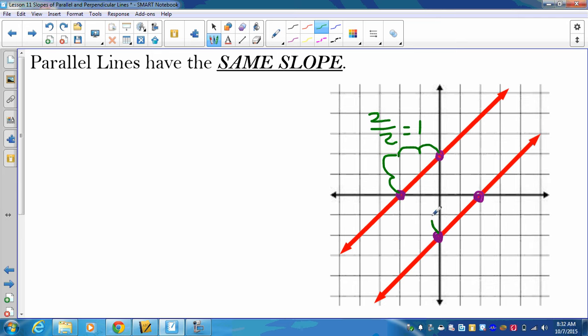Over here we're going up 1, 2, over 2. So my slope again is 2 over 2, which is 1. So these two lines are parallel. Their slopes are the same. And that's the relationship that parallel lines have when we're speaking about their slopes. And just as a quick side note, in order to say two lines are parallel, we can use this symbol. It's just two lines. That means parallel.